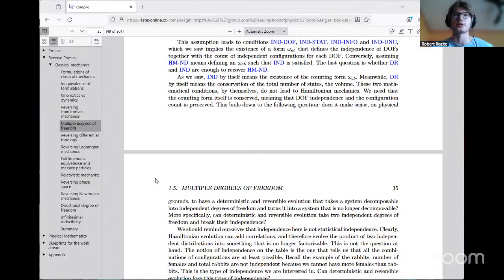Wait, is this an incomplete sentence right here? Okay, as we saw, independence by itself means the existence of a counting form. Meanwhile, DR by itself means the conservation of the total number of states. No, this is good. Sorry.